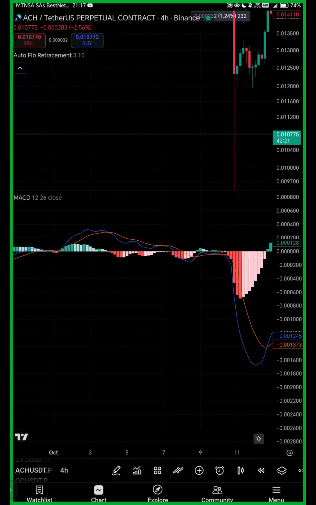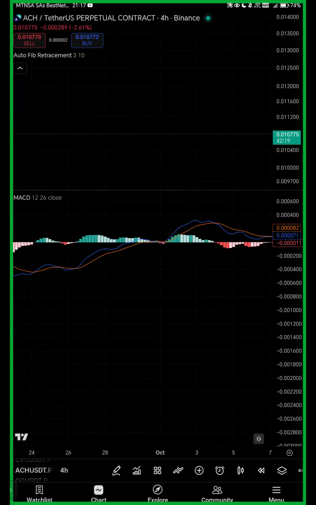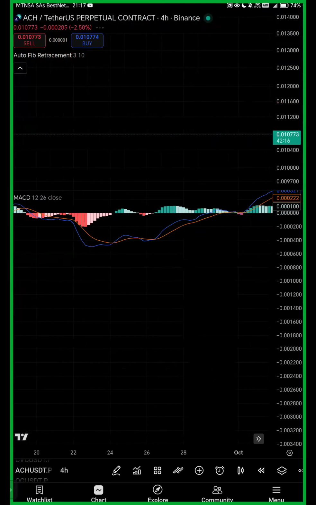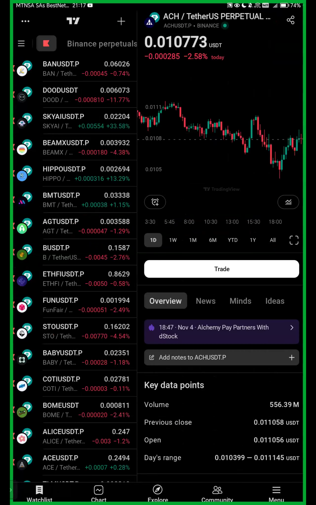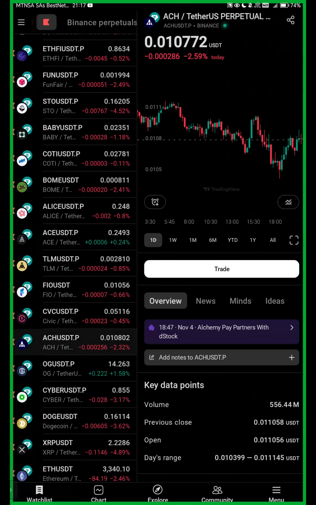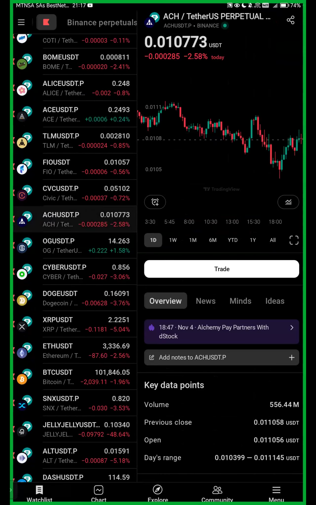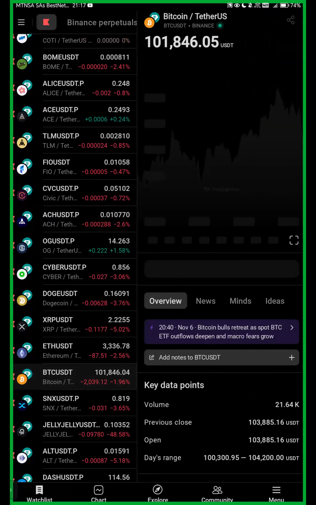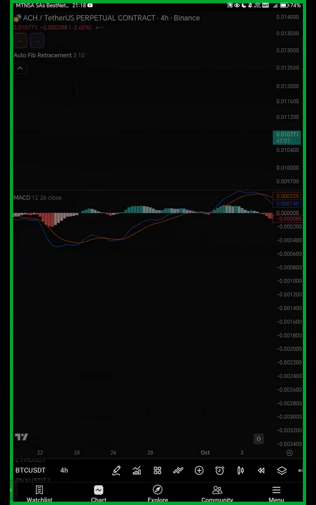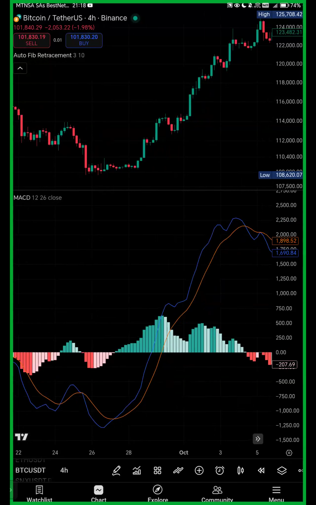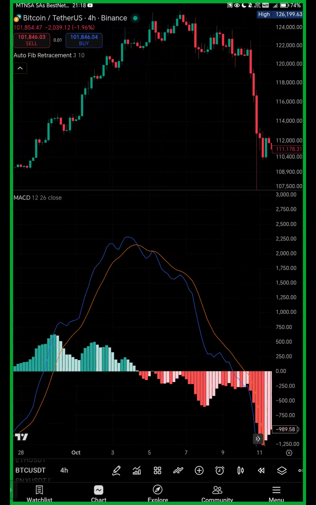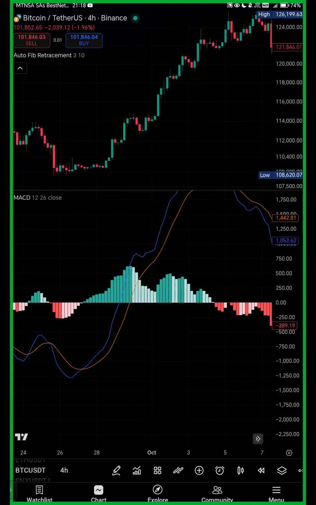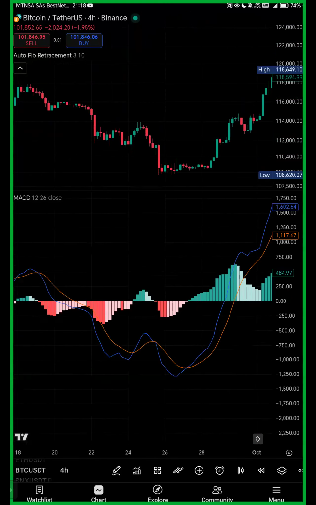Maybe if I try to look at the other side. Let me check. Okay, this coin doesn't have a lot of data. Let me bring Bitcoin here. All right, let me bring BTC, so that we can look at golden crosses and death crosses that happen above the zero line.